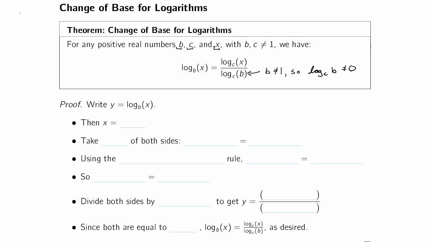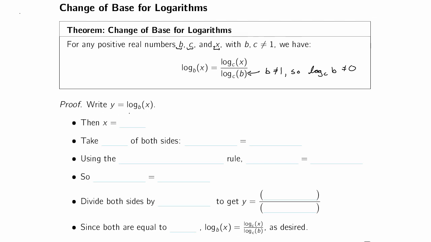And notice, since b is not 1, the log of b is not 0. So that means that we really can divide by it. This is the change of base formula for logarithms. It's going to turn out to be very, very useful because there will often be circumstances where there's one specific base that we want for all of our logs, and we want to rewrite all other logs in terms of it. So let's show why this has to be true.